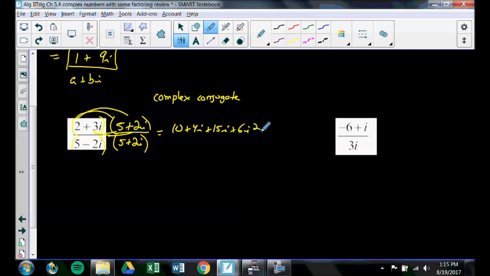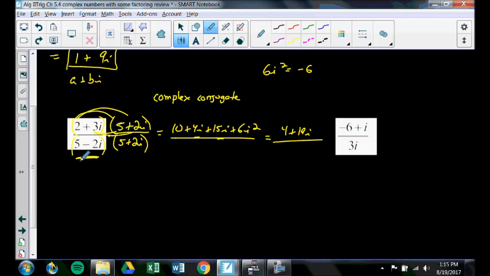And that can all simplify, because remember, 6i squared is really just negative 6, because i squared is negative 1. So it's going to be 10 minus 6, which is 4, and 4i plus 15i, which is 19i. There's the top of that fraction. The bottom does something terribly magical and wonderful.